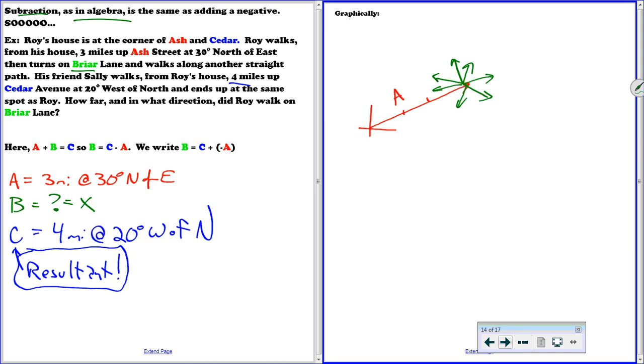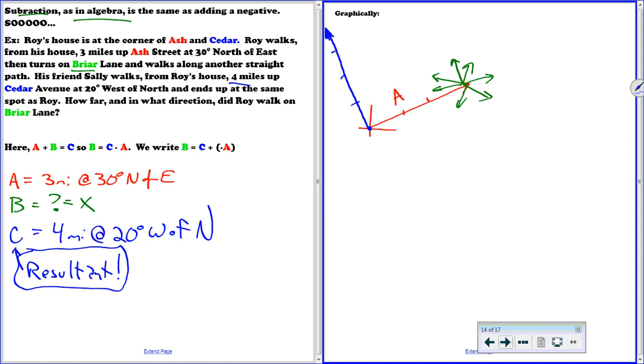So let's draw vector C. Vector C is 4 miles at 20 degrees west of north. So here's where I'm going to start my vector C. Remember, it needs to start at the same spot. And it's got to be 20 degrees west of north, and it's got to be 4 miles. 1, 2, 3, 4. Something like this, right? So there's my vector C.